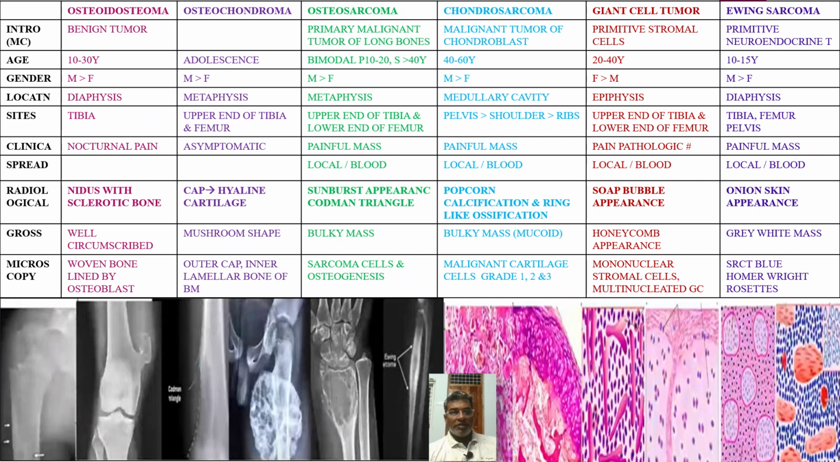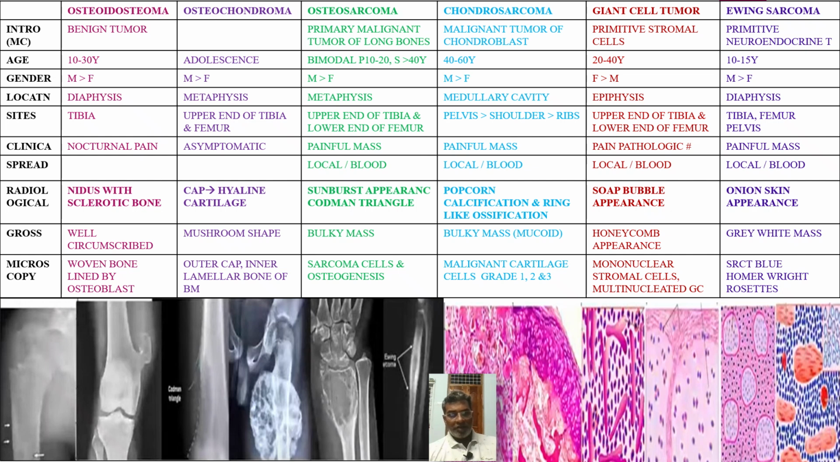Coming to giant cell tumors, they are of unknown origin, also called osteoclastoma. Primitive stromal cells are suspected as the cause for giant cell tumors. 20 to 40 years age group. This is the only tumor where females have more preponderance when compared to males, and epiphysis is involved, upper end of the tibia and lower end of the femur. Lower end of the femur is mostly involved when compared to upper end of the tibia. There will be pain, and pathological fractures are more common in this giant cell tumor. Spread is by local or blood.